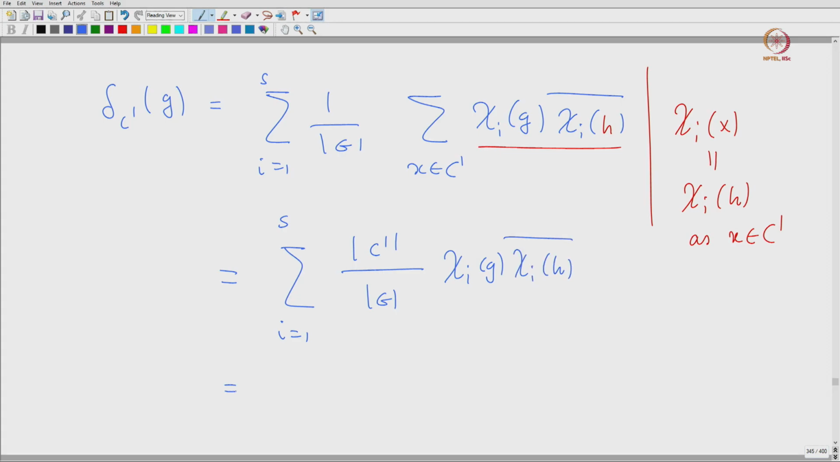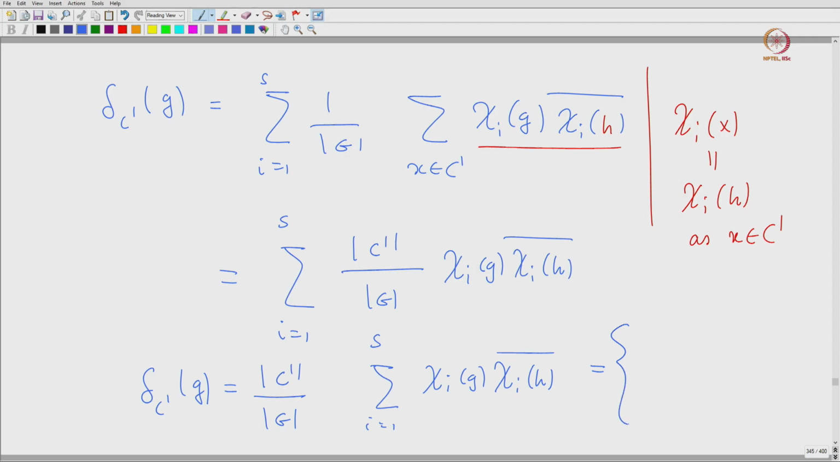Which is exactly equal to the cardinality of C' divided by the cardinality of G, summation I ranging from 1 to s, chi I of g chi I of h bar. So, this is the value that we wanted to compute from the beginning. We just proved that this value is equal to delta C' of g. That means this value is going to be exactly equal to 1 if g is in C', which is equivalent to C being equal to C', and 0 otherwise.